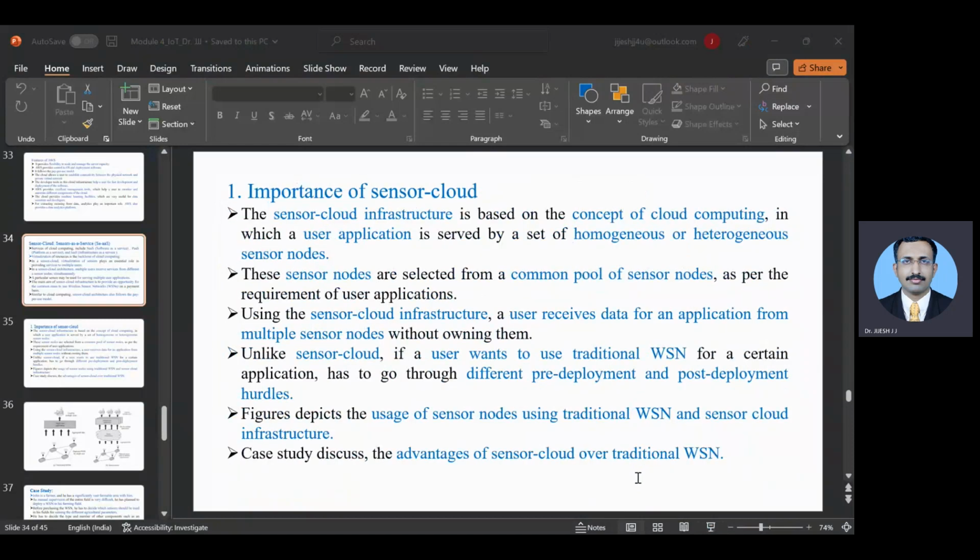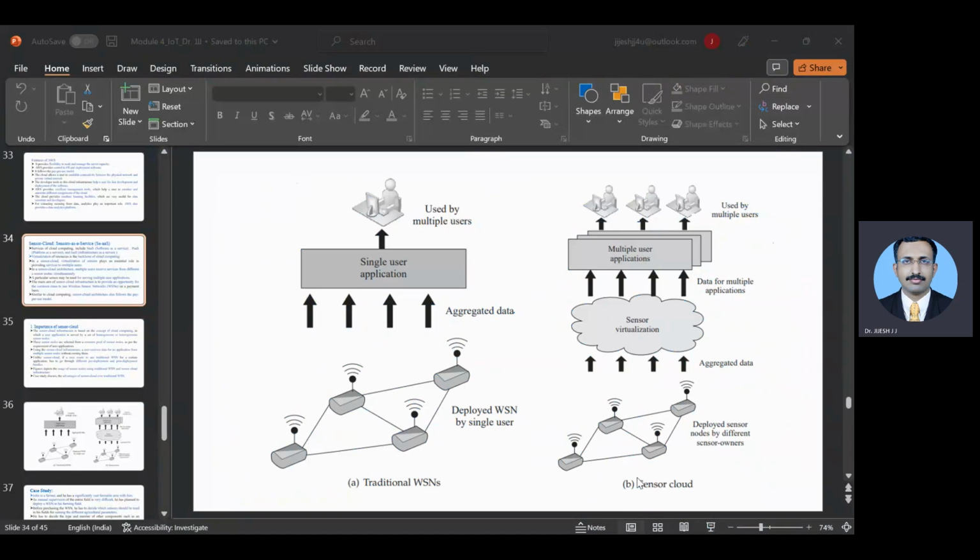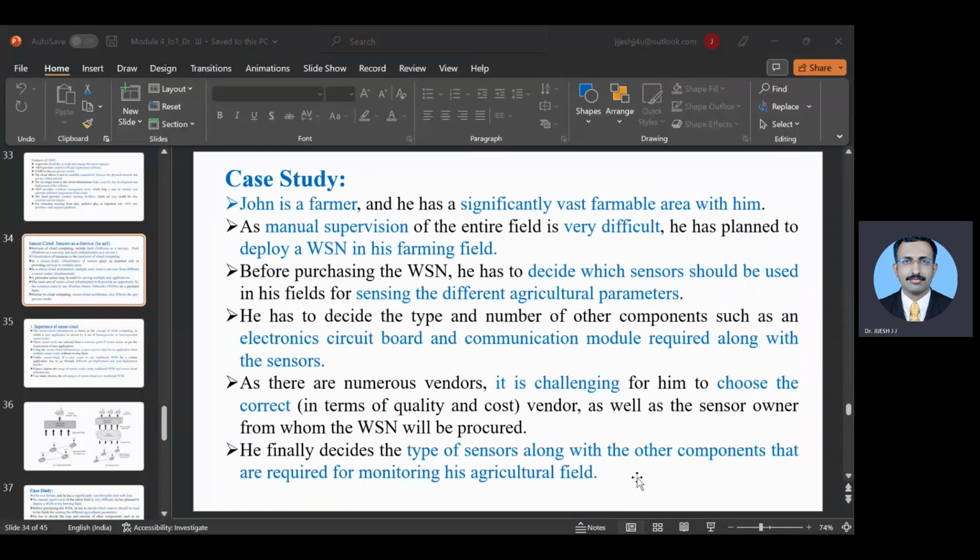In the previous class, we have discussed the importance of sensor cloud, and we have also seen traditional WSN as well as sensor cloud-based implementation of WSN. We have also seen the case study, where one person implementing the agriculture field then switches over to the home automation process down the line. So how the sensors are going to be implemented and how the cloud plays a major role in that.